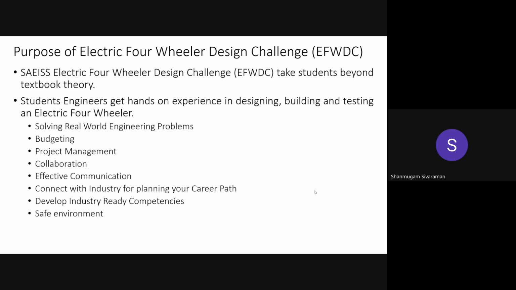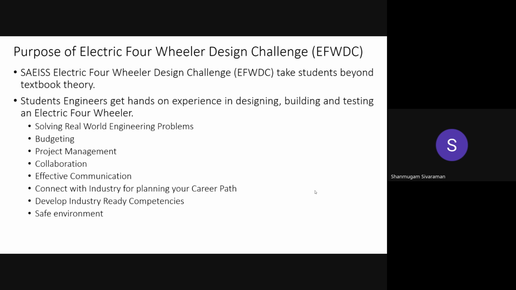Then if you take budgeting, the budget for building this vehicle, I'll be sharing more data in the subsequent slides. For the time being, we need to know what things are involved. How much you have to spend for registration, for building the vehicle, for travel, and for food or accommodation, and maybe any incidental expenses. This will give you a budget for the entire event.